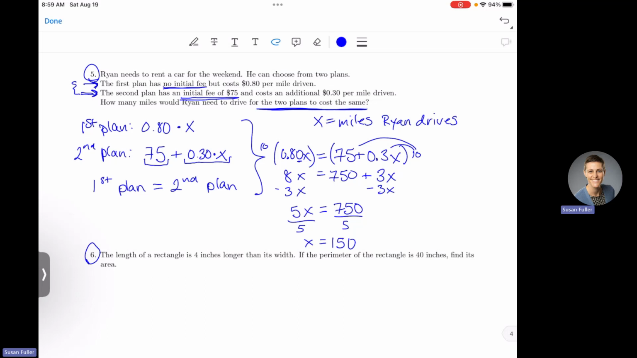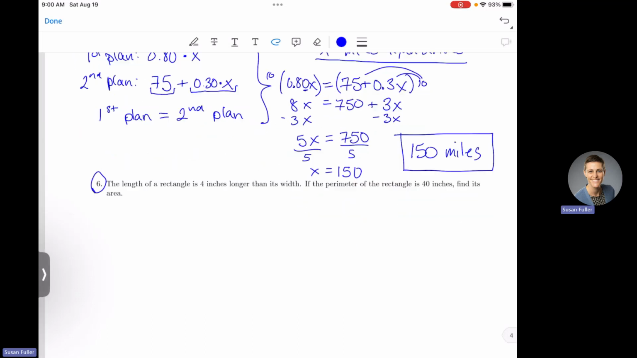So we want to know how many miles Ryan would need to drive for the two plans to cost the same. x equals 150, and x was the miles that he drives. So that means he's going to have to drive 150 miles for the two plans to cost the same, and we have answered the question that was asked. So here the solution really was the answer to the question.